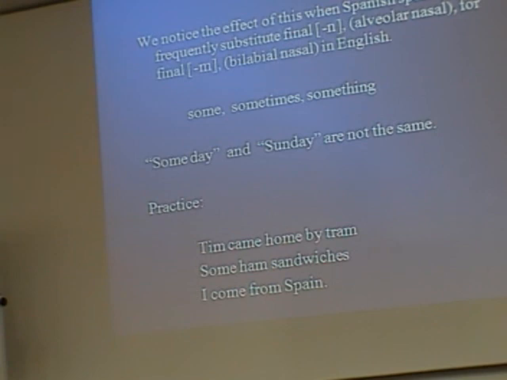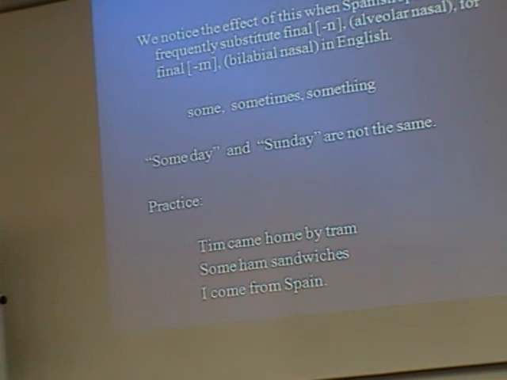There are three little sentences for you to practice at home. "Tim came home by tram", lots of M's there. "Some ham sandwiches." And "I come from Spain", which is just about the first thing anybody ever asks you: where do you come from? And immediately you have a problem because you've got to say "I come from Spain", and it's got all these problems in it, hasn't it? Well, it's very difficult to see how you can avoid that one.